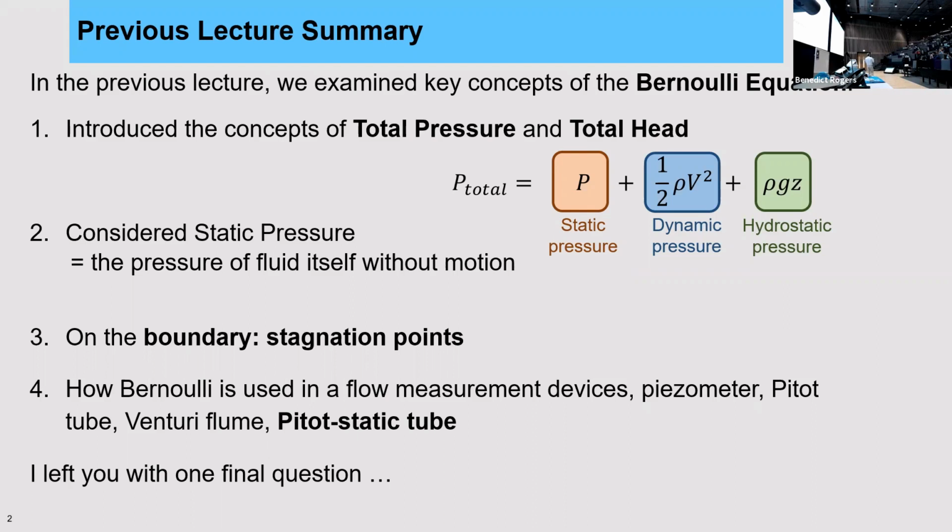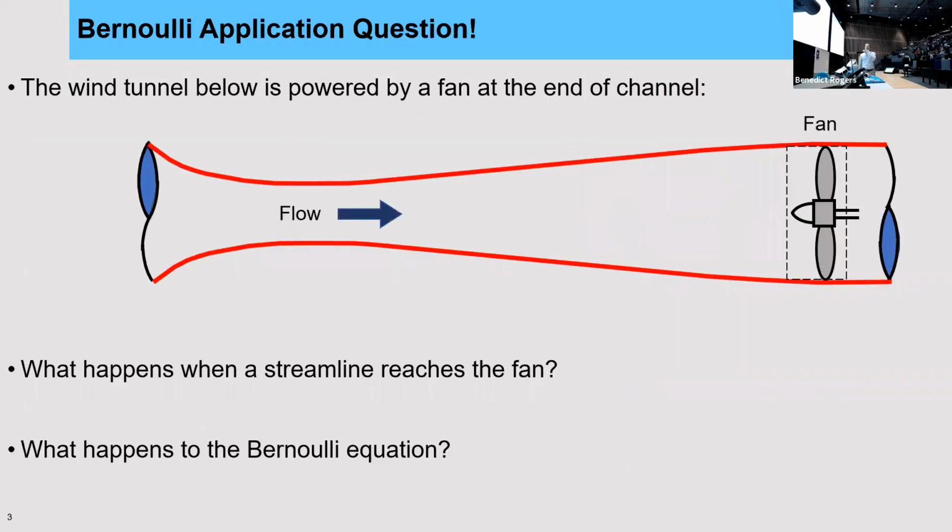And then we looked at how the Bernoulli equation is used in various flow measurement devices, including the piezometer, the pitot tube, the Venturi flume, and probably the most difficult to understand was the pitot-static tube. And I left you with one final question. I said the wind tunnel below is powered by a fan at the end of the channel. So here is my fan, just here. I want you to consider what happens to a streamline as it goes all the way through. What happens when the streamline reaches the fan, and what happens to the Bernoulli equation?